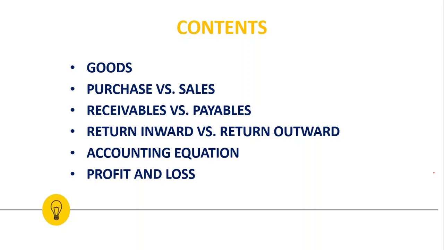Then we'll move towards the types and the definition of purchases. We'll also cover sales and its types. Then we'll move towards one of the important concepts of modern accounting, which is based on accrual basis and which results in receivables and payables. We'll look into the definitions and examples of receivables and payables. Then we also have the concept of return inward and return outward. Lastly, we'll cover the accounting equation and profit and loss calculations as well.